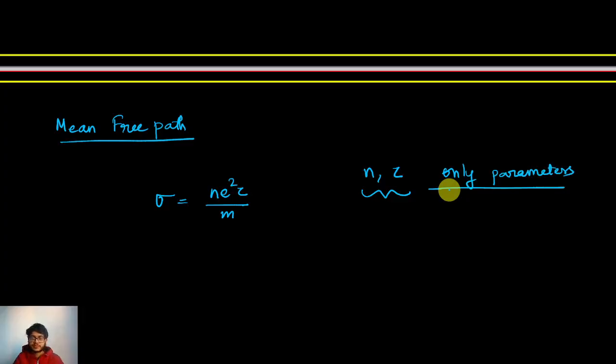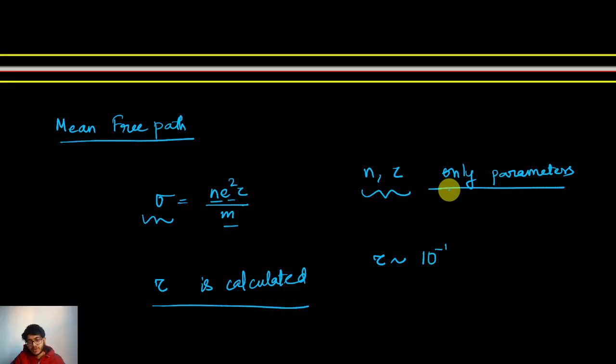Okay, so what we see is that sigma is measured experimentally, and n, e, and m are pretty much known. Tau is the one which is obtained from this formula using the experiment. So tau is not measured, tau is calculated, and tau has no theoretical meaning. Tau is just a number which is calculated from the experiment. If we calculate tau, it comes out to be around 10 to the power minus 14 seconds in most metals.